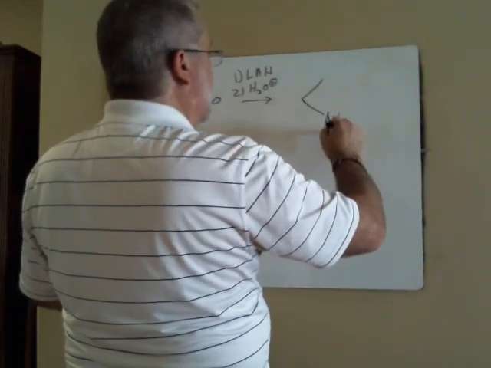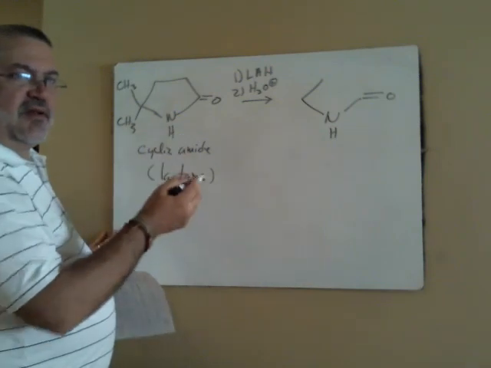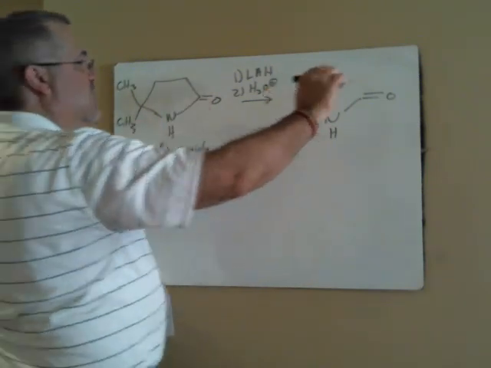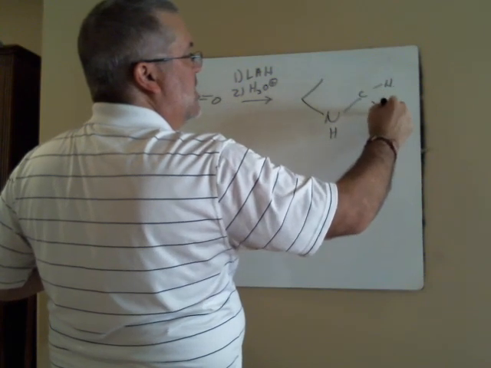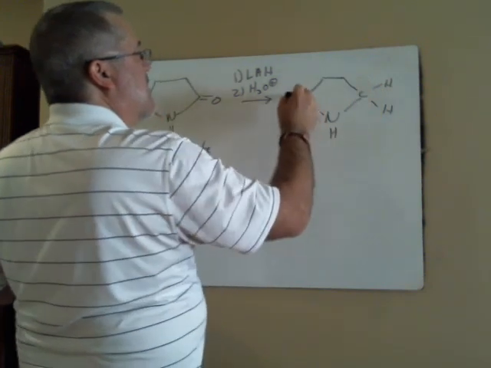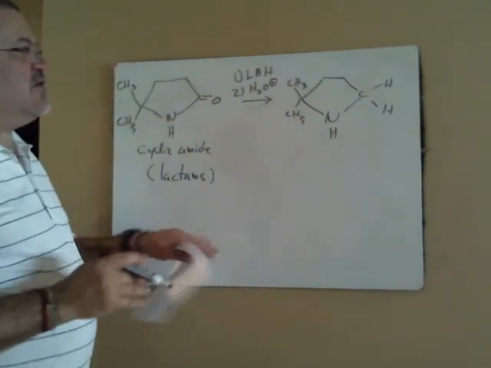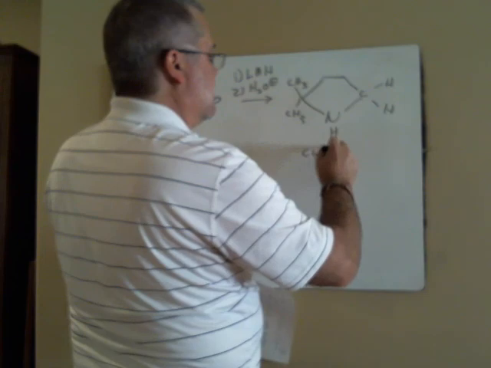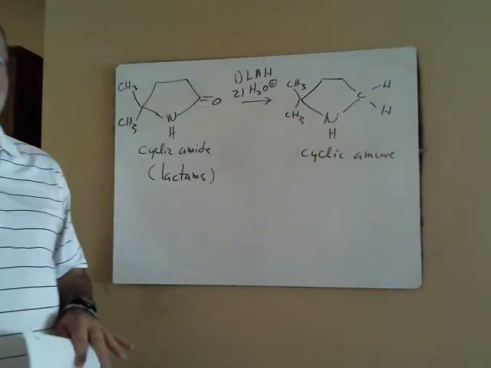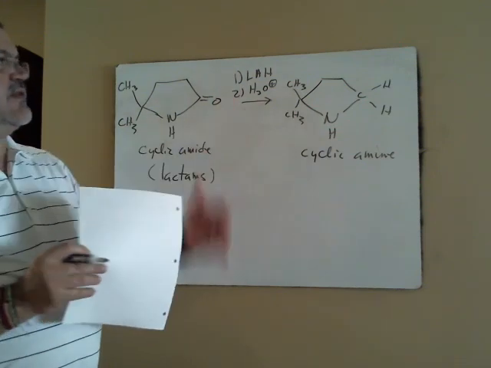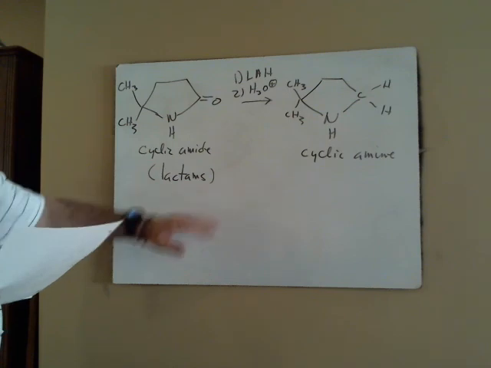As you notice in that mechanism, the nitrogen is not a leaving group. It doesn't leave. The carbonyl leaves. Okay? And so it becomes a CH2. And so the ring never opens up. Now you just have a cyclic amine. So be aware of that. The mechanism predicts this. But be aware of that because this does not cleave.